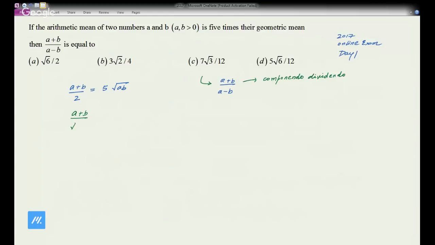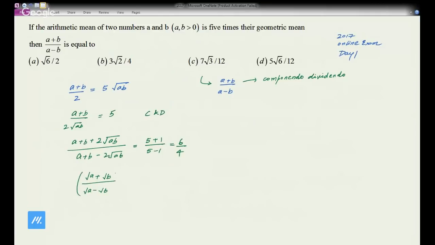That's the rule. Let's put it here, and I'll put 5 here. And now I apply C and D. If I apply C and D, this becomes 5 plus 1 by 5 minus 1, which gives you 6 by 4. Okay, clear? So notice what these two terms are becoming. This becomes root A plus root B, and this becomes root A minus root B whole square, and this is nothing but 3 by 2 here. Accepted or not?